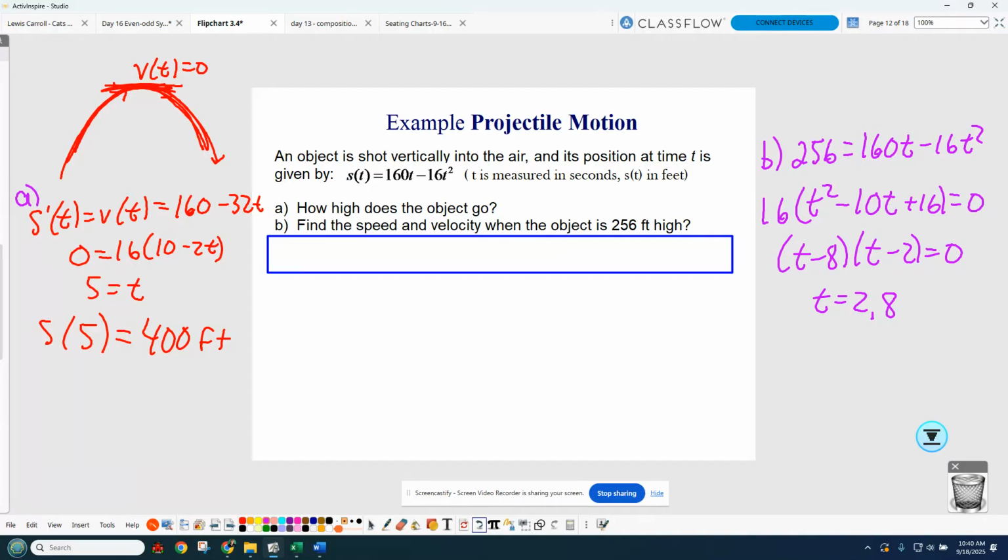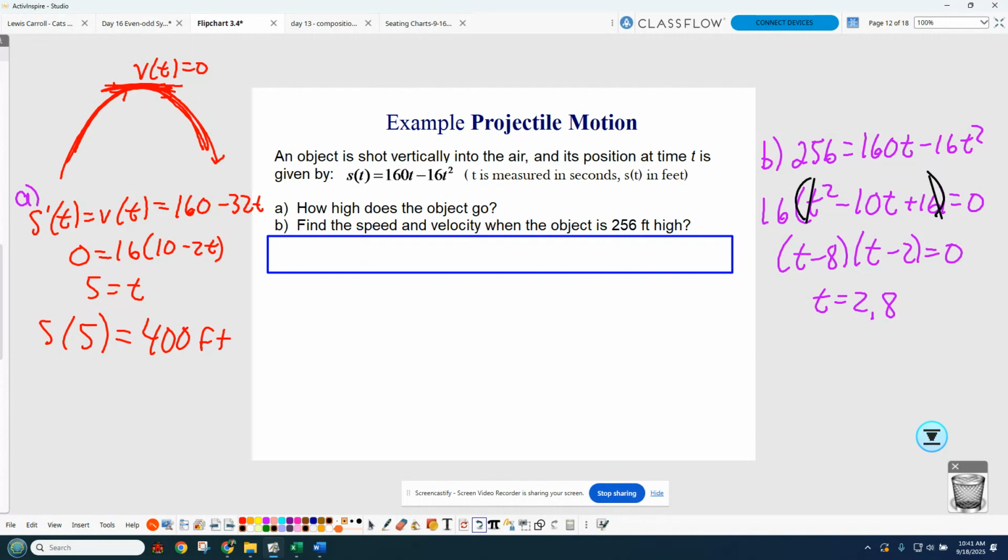So I found, when is the position 256? You've got to remember algebra. I moved everything to one side, factored out the 16 to make it smaller, and I got 2 and 8. Milo, are those my answers? No. What do I need to do? Derivative, to find the speed.